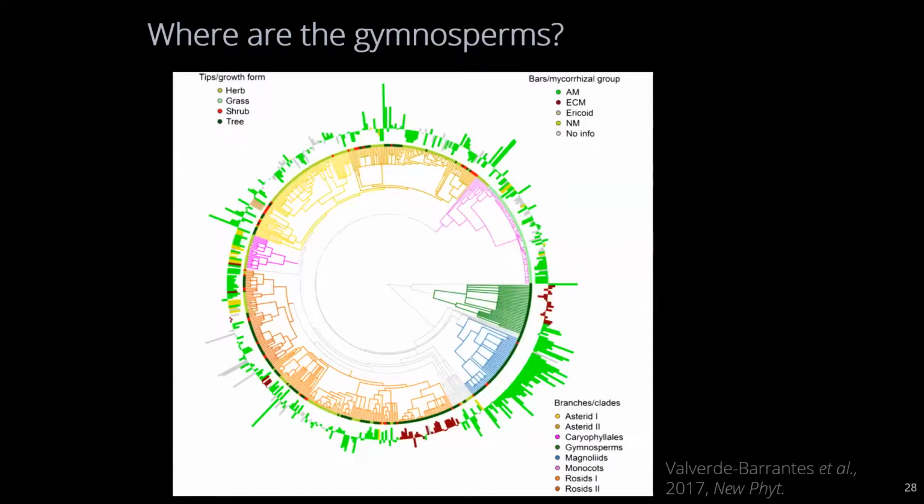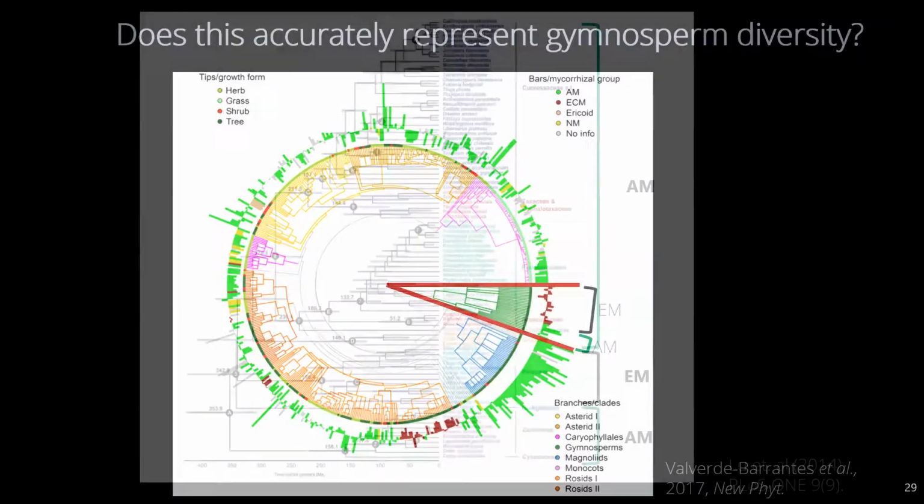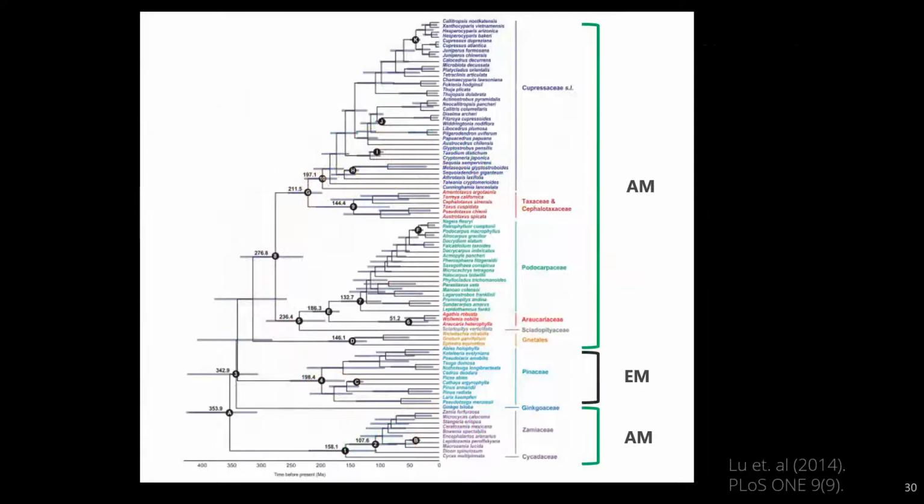Similarly, this is work done by Oscar Valverdes. So this is the gymnosperm group right here, which, if you think about global diversity, gymnosperms are a species poor clade compared to angiosperms. So maybe this isn't unfair. But what I do want to emphasize, within the gymnosperms, we have high bias towards the ectomycorrhizal group, and very few arbuscular associated gymnosperms.